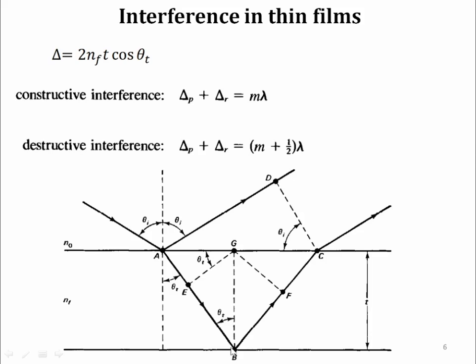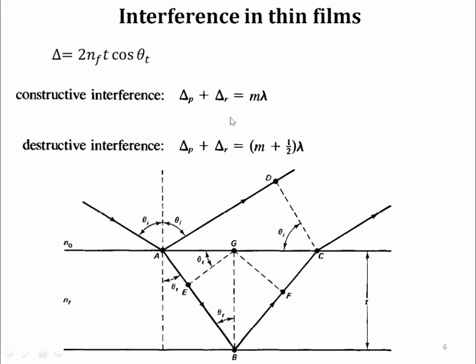So accordingly the reflection here doesn't suffer a phase change. So accordingly you have to use this one. So for constructive interference, what should be the case? That delta p and delta R should be m lambda.